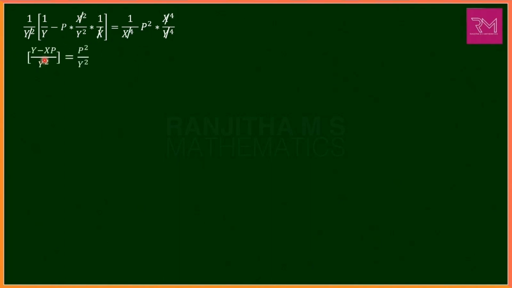Next, remaining is here we can take in these two terms, y square as LCM. We get y square, if we take as LCM, y square by y is y, minus here we have x into p divided by y square, which is equal to p square divided by y square. Here y square gets cancelled. We get y minus xp, which is equal to p square. If we take this value to the right hand side, that becomes y is equal to xp plus p square.